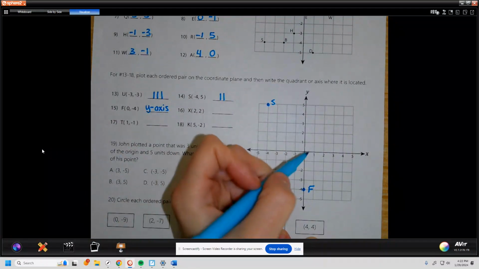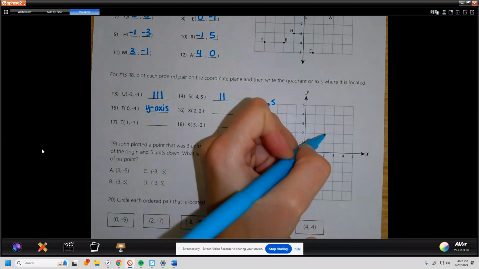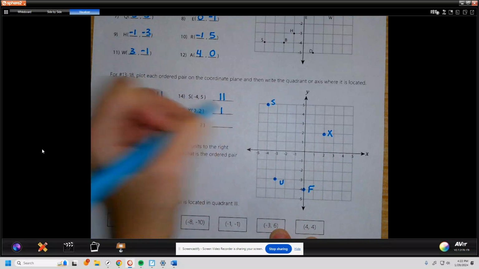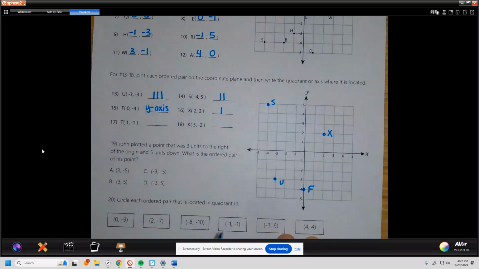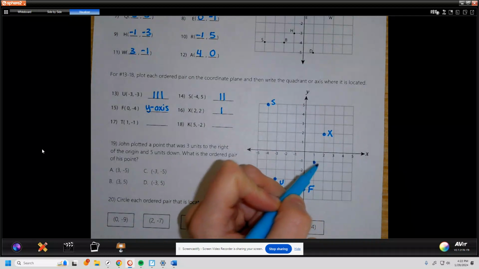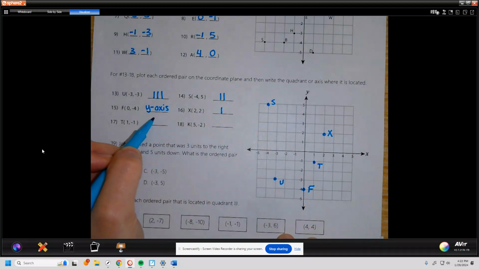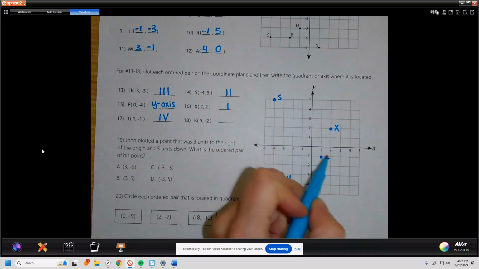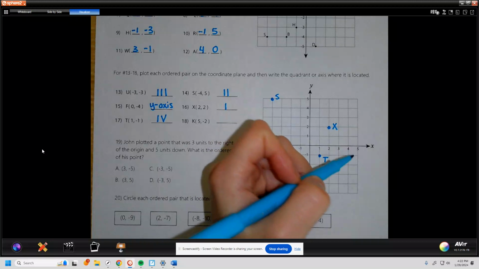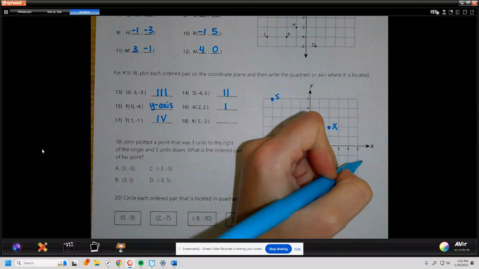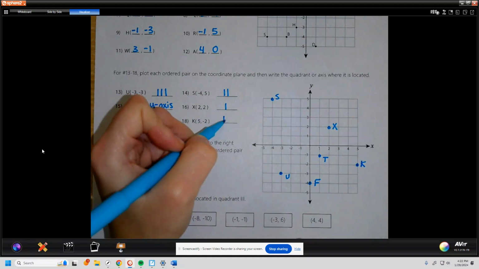Number 16, it says go over 2, up 2. So that's quadrant 1 with all the positive numbers. Next one says go over 1 and then down to -1. So that's T. That's in quadrant 4. Remember, we put IV for 4. And then go back to the origin. First we go to 5, then we go to -2. So over and down. That is in quadrant 4 also.